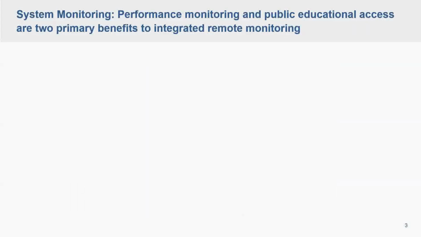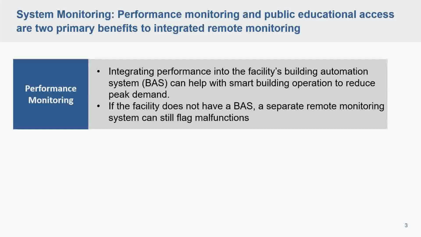Moving on to system monitoring. So there's 2 aspects that I've pulled out of this subsection, which is 1, performance monitoring, but also public educational access. Could be 2 benefits to be integrated into the remote monitoring that you're requesting the developer to include. So first, on performance monitoring, if the facility has a building automation system or a BAS, integrating the PV performance into that facility's BAS can help with smart building operations. So it can help the building to know how they can optimize to reduce peak demand, things of that nature.